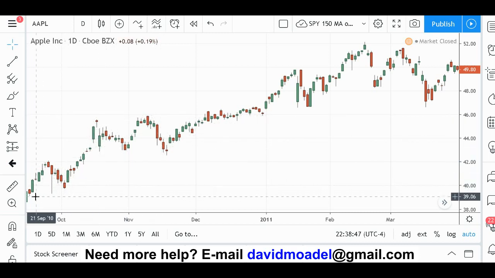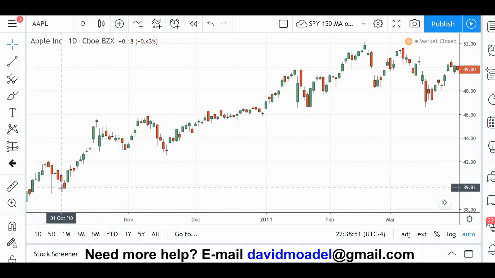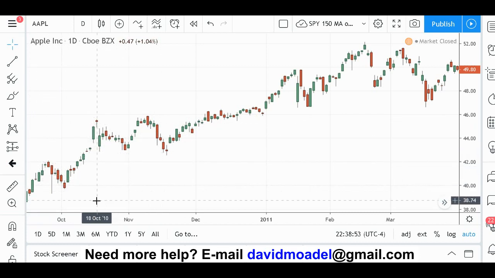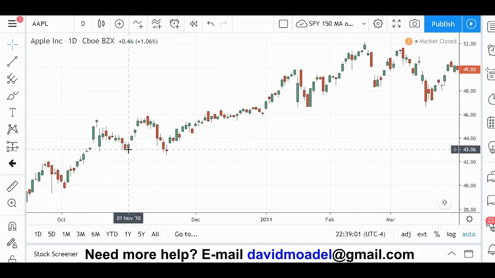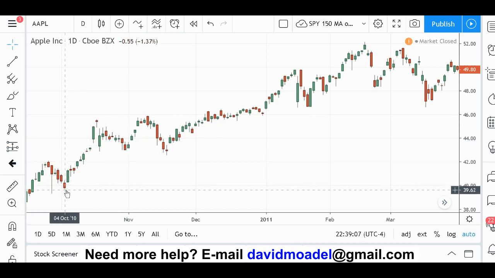And so a lot of times people look for higher high, higher low, higher high, higher low. What does that mean? That means that you have a swing high that's higher than the previous high. That's a good sign. And also, it's a good sign when the swing low is higher than the previous swing low.